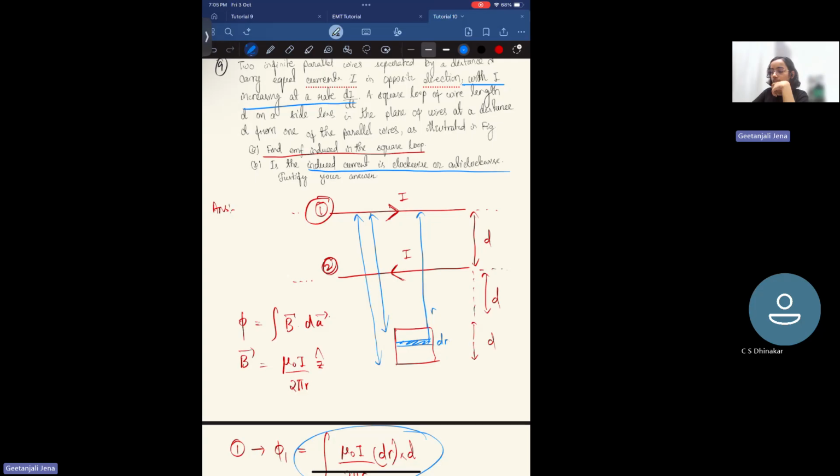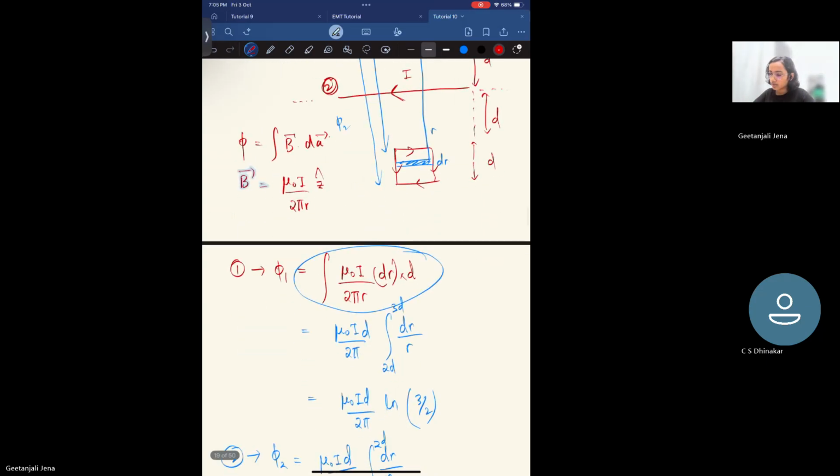Yes, it's clockwise direction because phi 2 is dominating. We have seen phi 2 is dominating. So that means the flux is increasing in the outward direction. So current should be clockwise so that this flux will be decreased. So the answer would be clockwise.